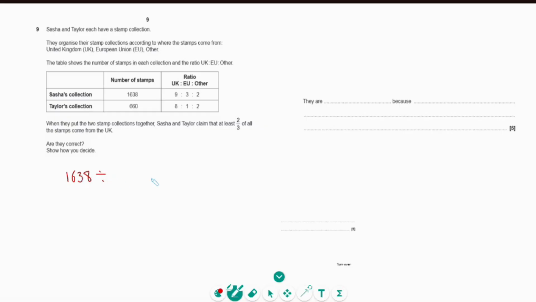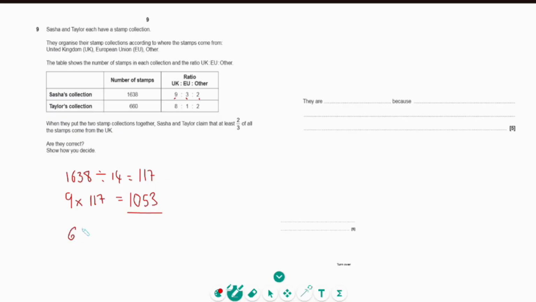So for Sasha, how many parts does she have in her ratio altogether? She's got 14 parts, because 9 plus 3 plus 2 is 14. Each part is worth 117. 9 parts are from the UK, so 9 times 117. So Sasha's got 1,053 UK stamps.